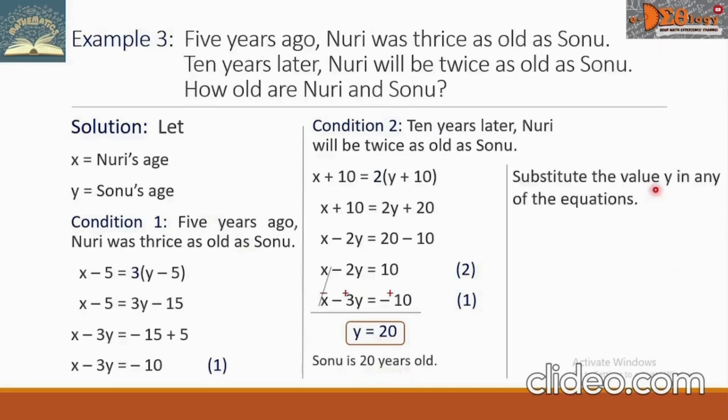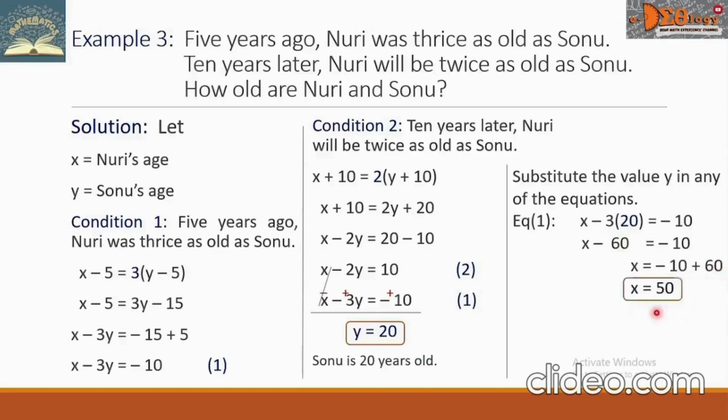Let us substitute the value of y in any of the equations. Let's say the first equation, x minus 3y equals negative 10. So we substitute it here. x minus 3 times 20 equals negative 10. Negative 3 times 20 is negative 60. We transpose this negative 60 to the right. So x equals negative 10 plus 60. And the right side becomes 50. So x equals 50. In the beginning, we said that x is Nuri's age. So, Nuri is 50 years old.